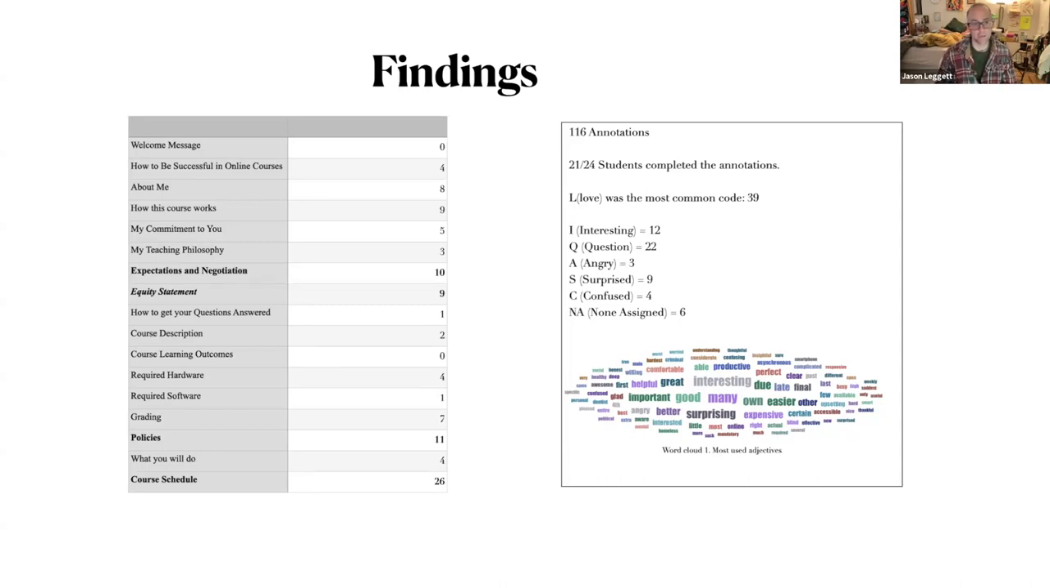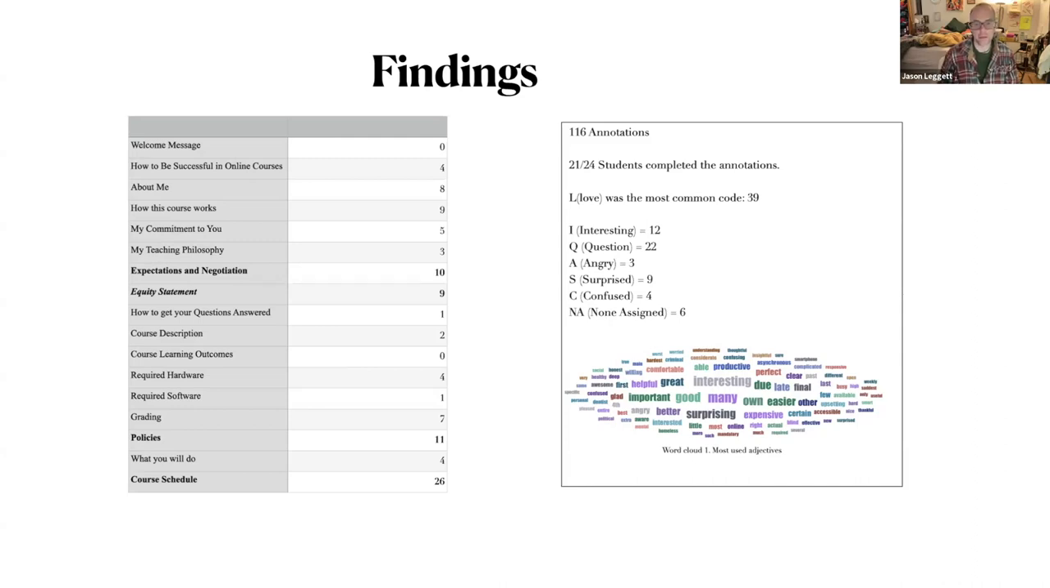They're quite active in those areas. And I was pleasantly surprised to see the equity statement that I had added to this syllabus got nine annotations, which means that students were looking at it and thinking about it. And then the expectations and negotiation section, again, they had things to say in that category. What's probably interesting to me is that we put a lot of emphasis in the syllabus revision on the welcome message, and no students put any annotations there. I'm not quite sure how to interpret that. I'll wait a few more semesters and see if students tend to annotate there.